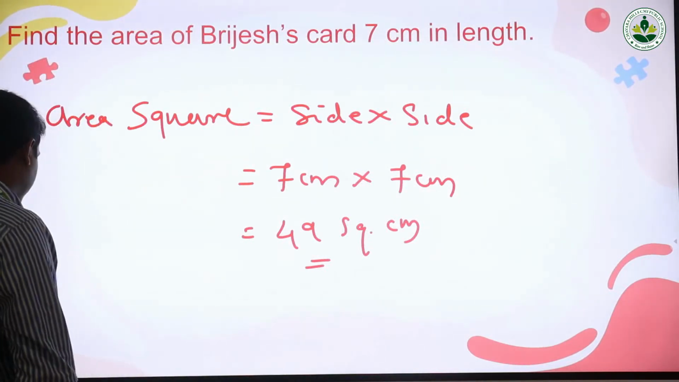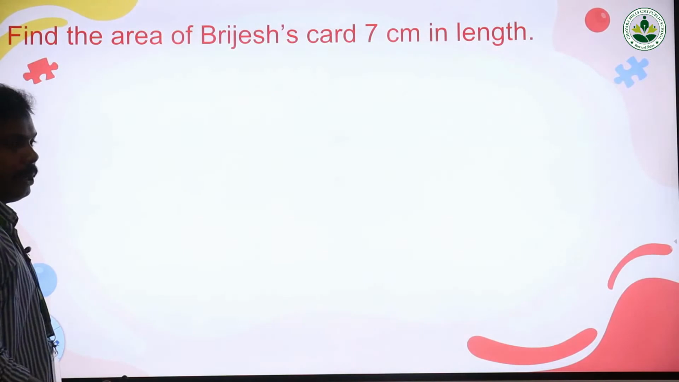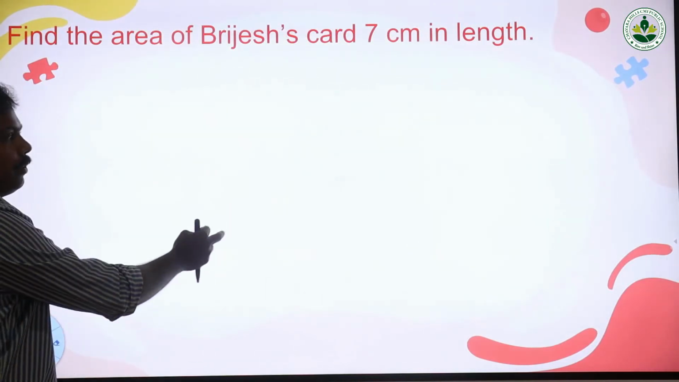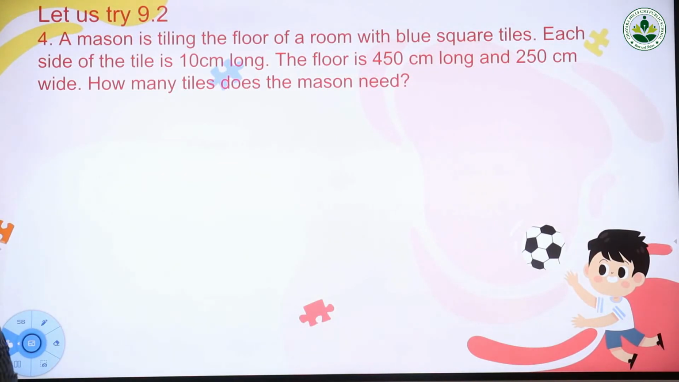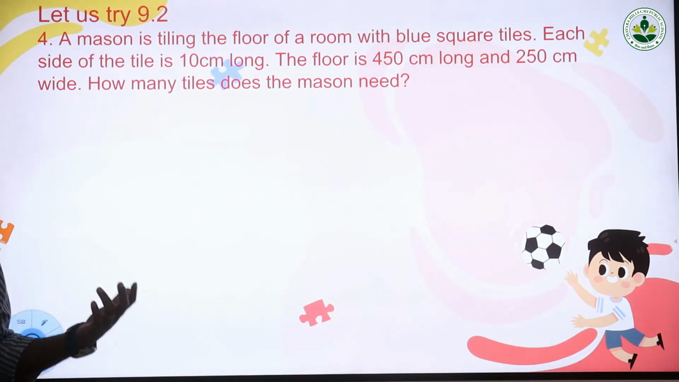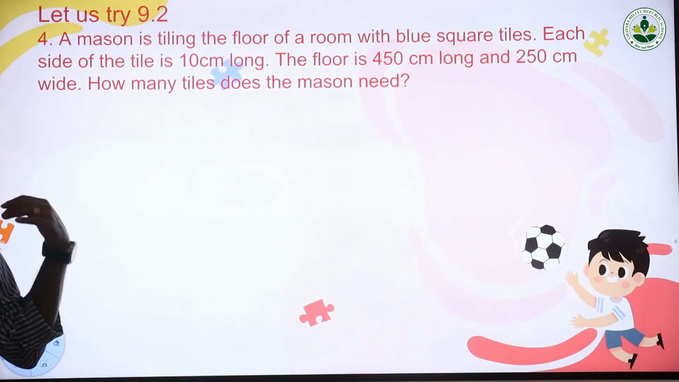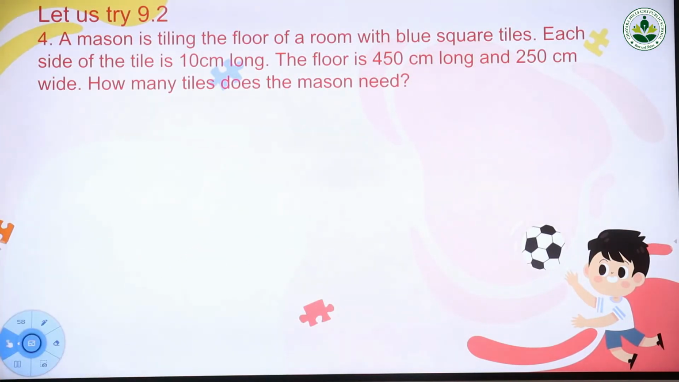For finding the area of a rectangle, we use length into breadth. For finding the area of a square, we use side into side. Here the area is 49. Neha's card's area is 63 square centimeter. The other card is 49 square centimeter. So Neha's card is the bigger one.